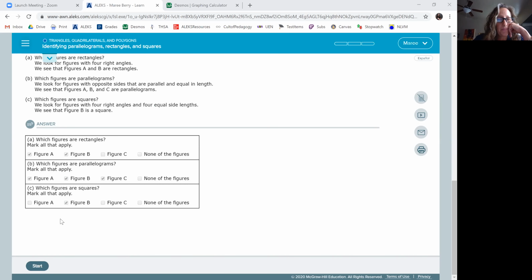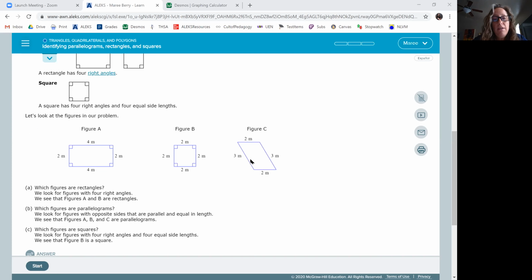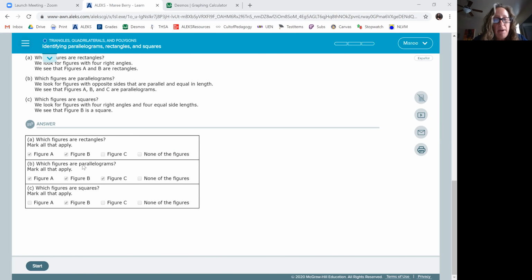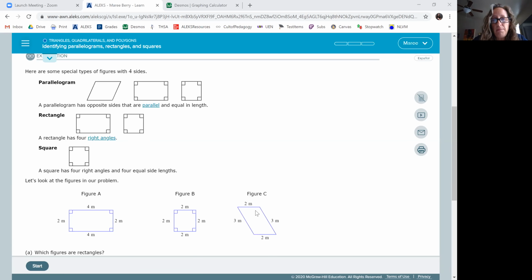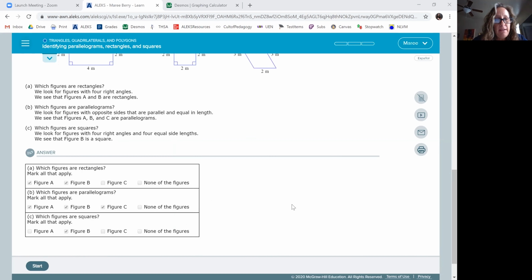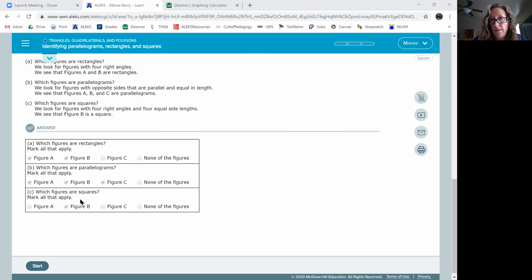So when they say which ones are rectangles, you want to first make sure they're parallelograms, and then pick A and B. Because they have the right angles, they're rectangles. Which ones are parallelograms? They all are going to be parallelograms because the opposite sides are the same length and they're parallel. And then the last one, which one's a square? There's going to be only one square, and that's figure B.